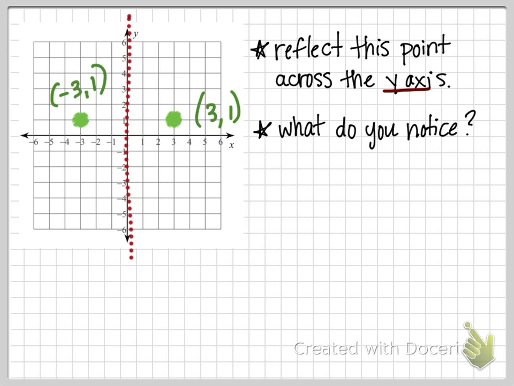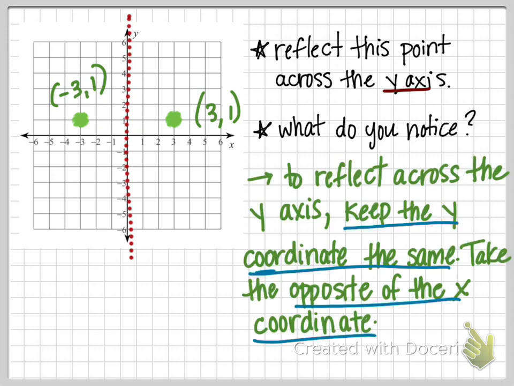Modibo, question. So our rule of thumb, although I think it's easier to do it than to try to remember the rule, is to reflect across the y-axis. First, find the y-axis. Your y coordinate is going to stay the same. 1 stayed 1. But we took the opposite of the x. So from negative 3, when we reflected, it became positive 3.